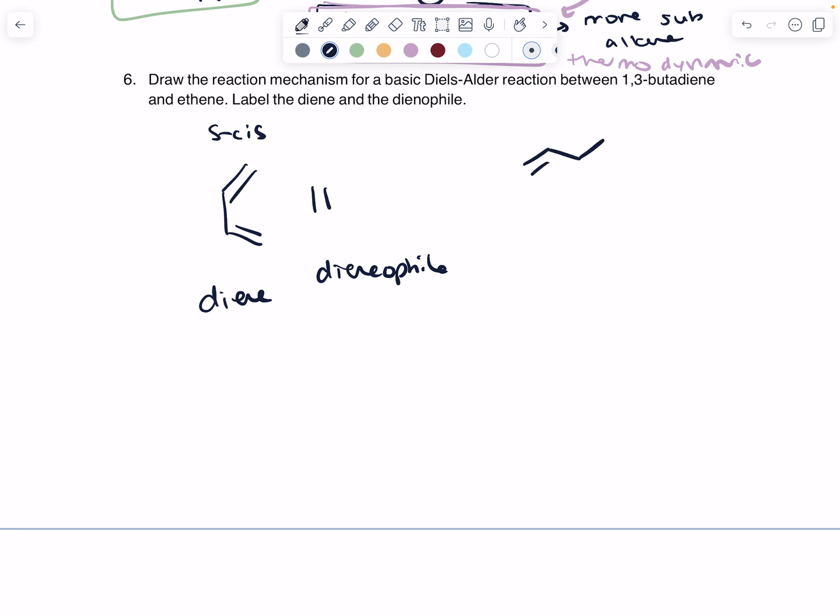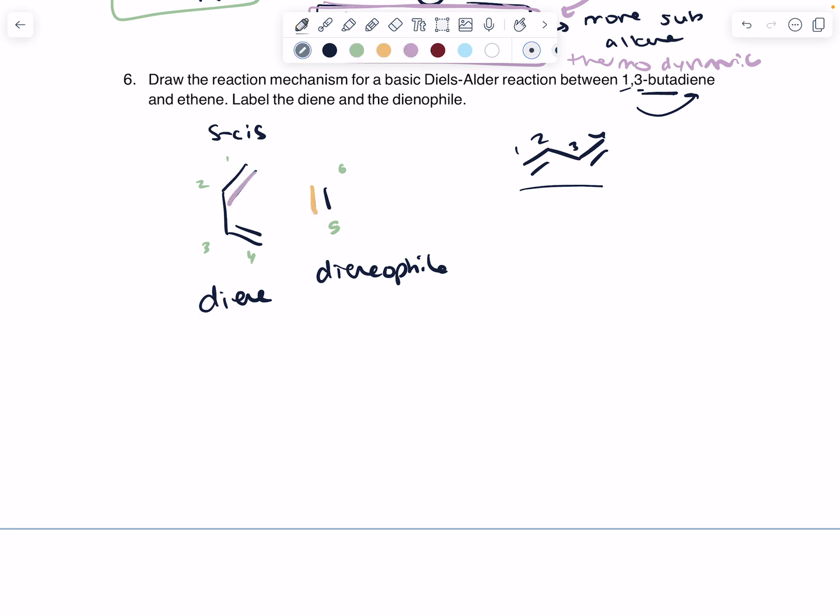Typically we would draw 1,3-butadiene like this, right? Butane is 4, so 1, 2, 3, 4 carbons. 1 and 3 each have an ene, so 1 and 3 have a double bond. So that's why we get 1,3-butadiene. It looks like this. But it's always easiest to draw Diels-Alder in this S-cis position. And then I like to number them, 1, 2, 3, 4, 5, and 6, so you can see kind of where each bond came from.